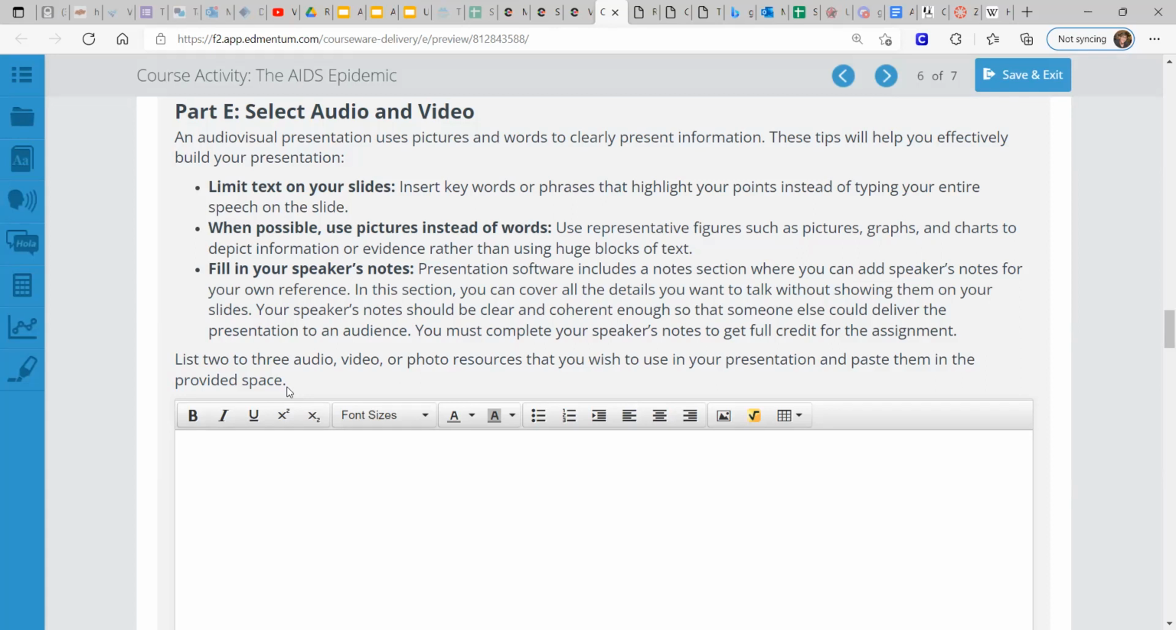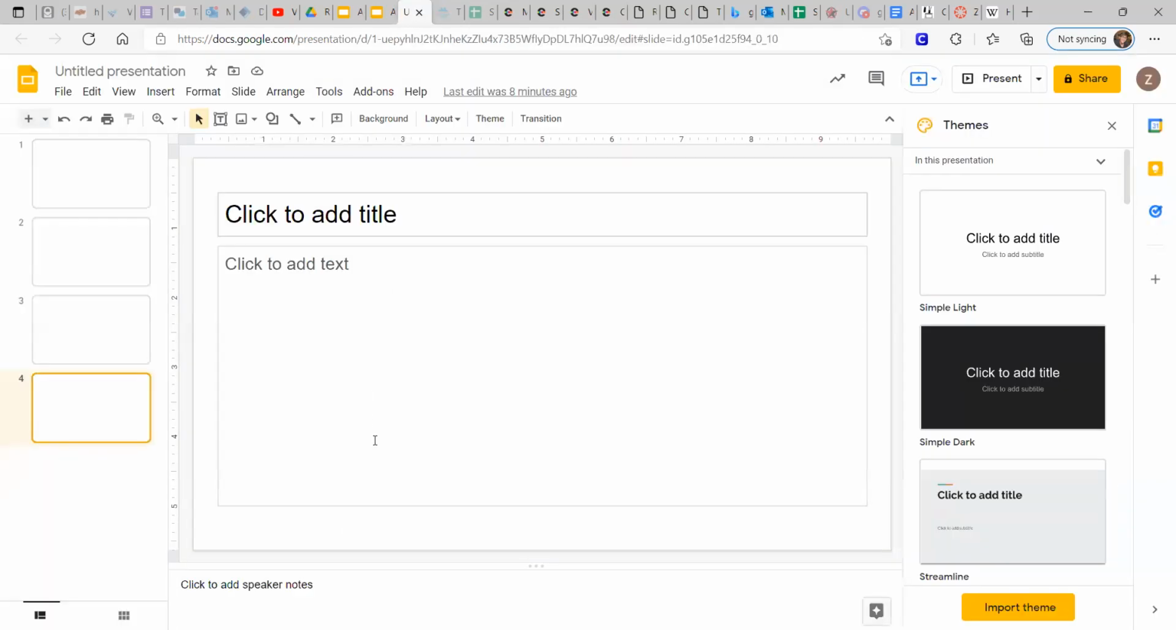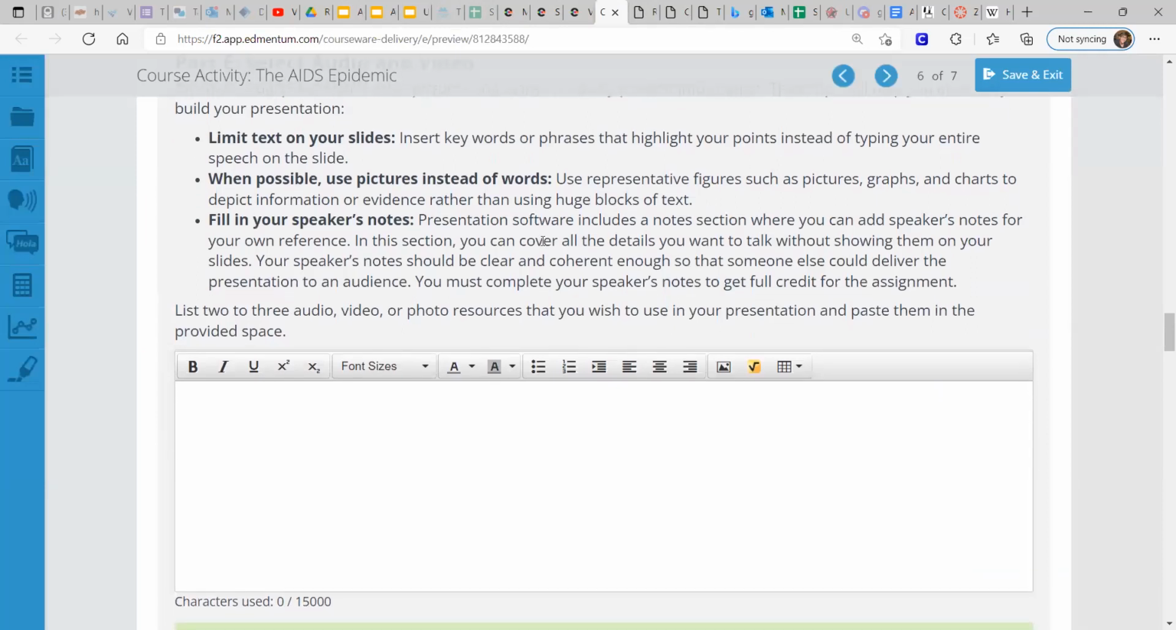So you can have pictures on the screen and some statistics or words, and then you as the speaker will add in and fill in extra information as you talk. And this is where you can put in your speaker's notes. So in Google Slides, you can have this presenting, and then you'll have information you want to talk about down here. And that will help you along when you're delivering a presentation to an audience.